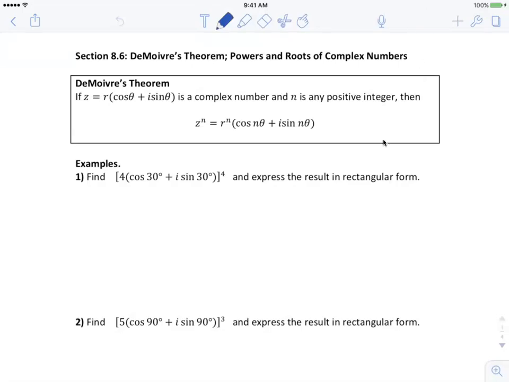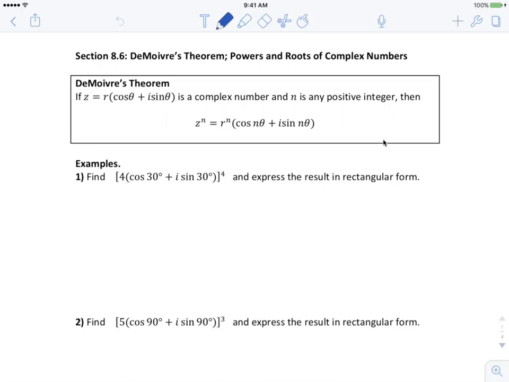Hey class, we're going to do 8.6. This one is on de Moivre's theorem. I've been practicing that pronunciation. It's a French mathematician, de Moivre's theorem, and powers and roots of complex numbers, which is what you use the theorem for.